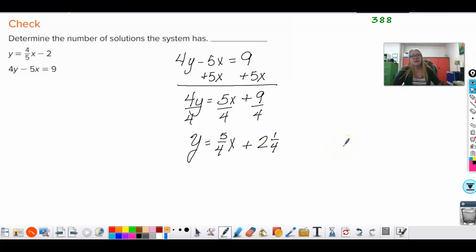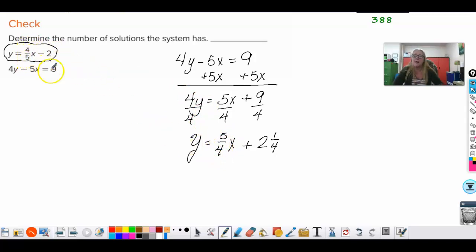Okay? So this does have the same slope. Oh, no, I'm comparing it. Okay, we're going to compare it to this one here. All right. This one has a slope of 5/4. This one has a slope of 4/5.